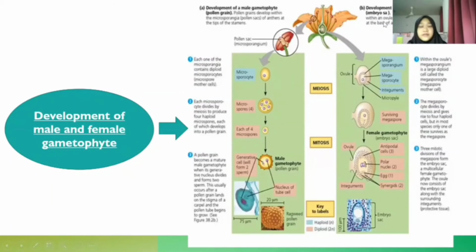The embryo sac develops within an ovule that is enclosed by the ovary at the base of the carpel. The diploid megaspore mother cell will undergo meiosis to form 4 haploid megaspores. Only one megaspore will survive at the end of the process, while the other 3 megaspores will disintegrate. The surviving megaspore will undergo mitosis to form a mature female gametophyte, or the embryo sac, that has 7 cells with 8 nuclei.